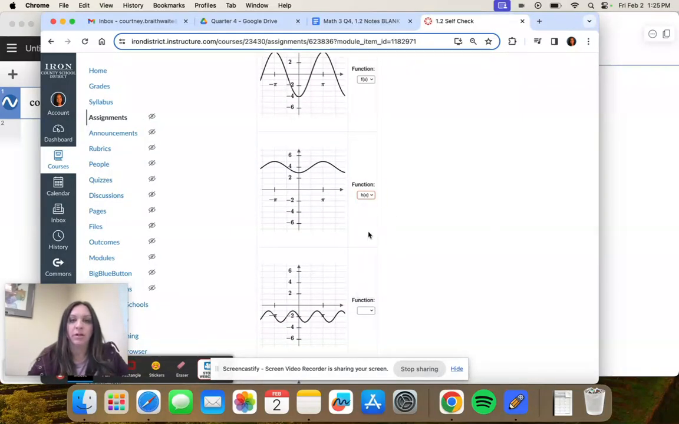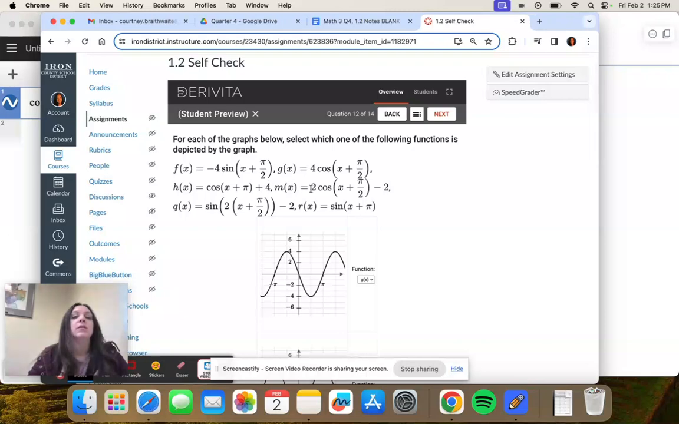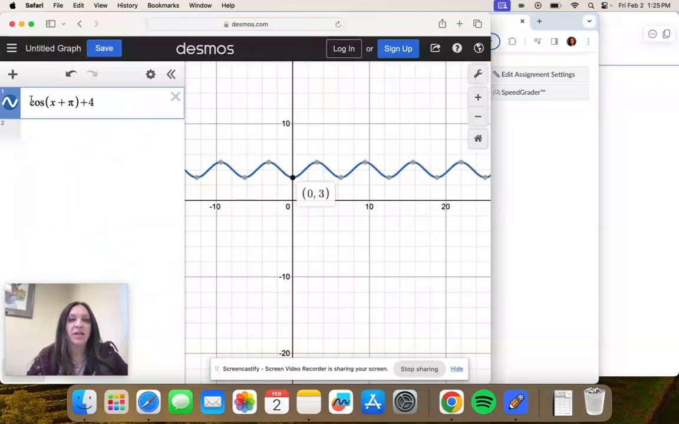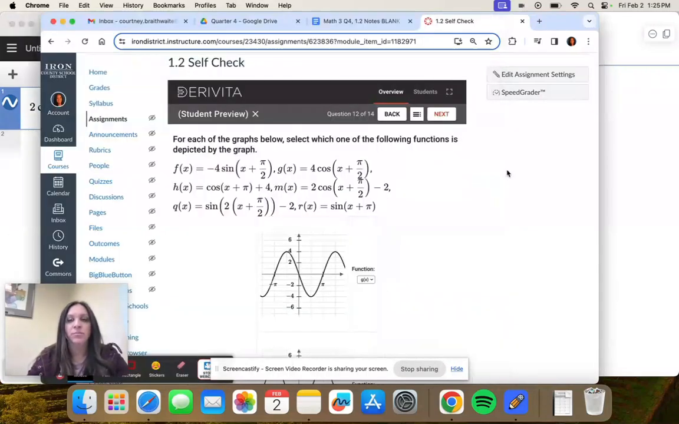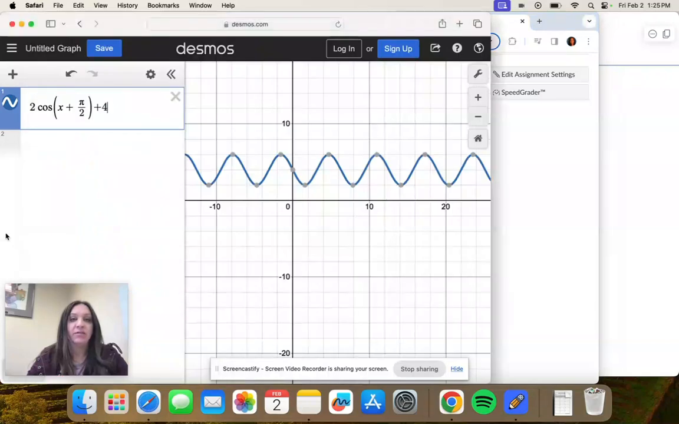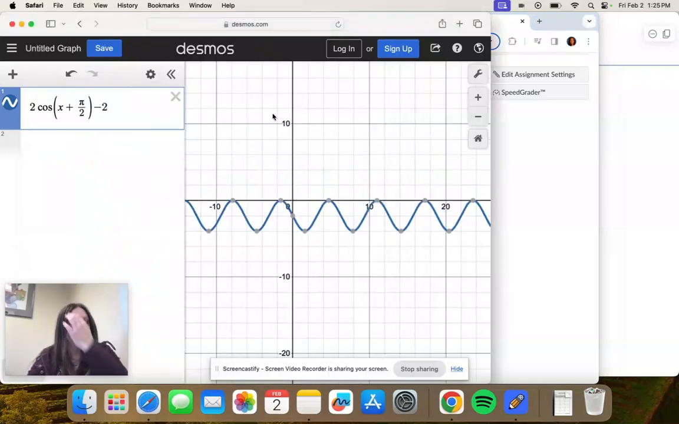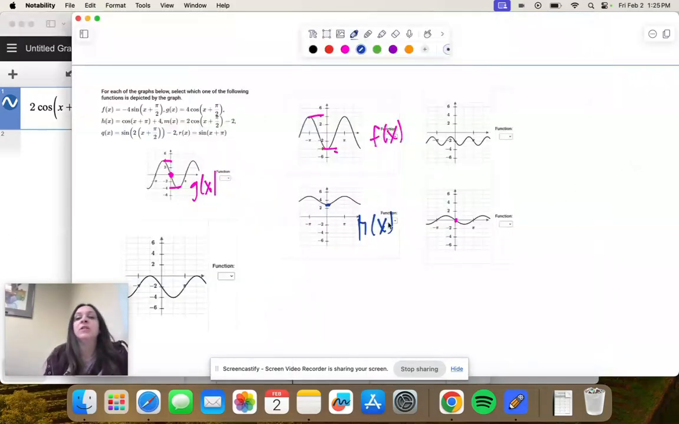We're going in order here. It's kind of freaking me out. Okay, m of x. So 2 cosine x plus pi halves with a midline down at -2. So it's going to drop down below the axis, and we have an intercept at 0, -2, and it's on our downward slope. So 0, -2, downward slope right there.